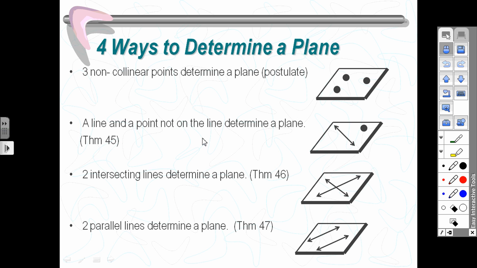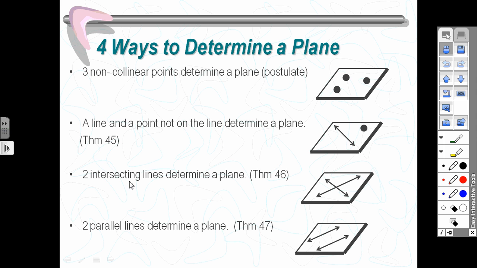So how do we get theorems 45, 46, and 47 from that postulate? Well, if you think about a line and a point not on the line, you would have 2 points on this line. There's actually an infinite number of points, but you can pick 2. And then this point that's not on the line, those are non-collinear points, so they make a plane.